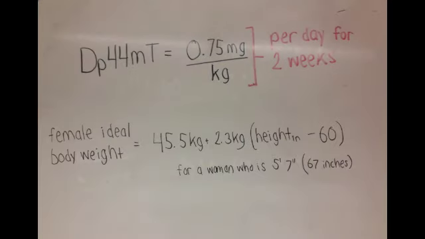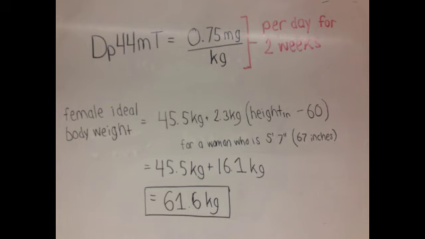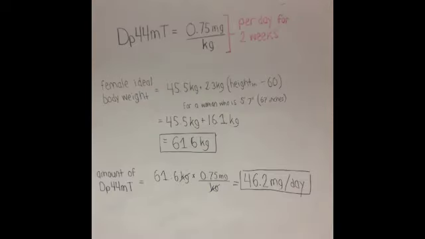Using the Devine equation, we can calculate the female ideal body weight for a woman who is 5 foot 7 inches tall. Her ideal body weight comes out to be 61.6 kilograms. Using this weight and the knowledge of how much DP44MT is being injected into the mice per day, we can calculate that 46.2 milligrams of DP44MT would be given to a patient every day.